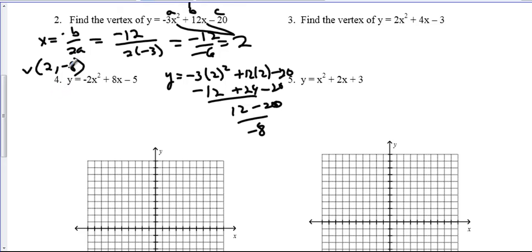That's doing it by hand, again, using opposite of b over 2a. That's how you find the axis of symmetry and the x value of the vertex.